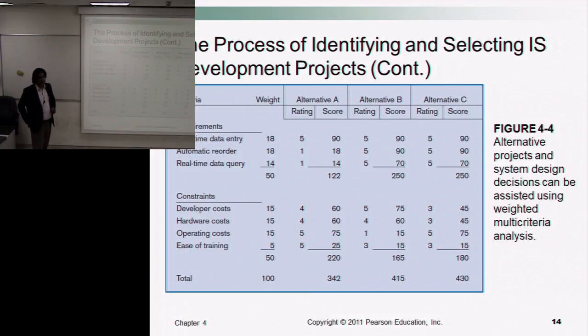Now if you look at this table, we have defined certain criteria. These are the requirements of the problem, and these are the constraints. Requirements are, let's say, real-time data entry, automatic reorder, real-time data query. Constraints are developer cost, hardware cost, operating cost, and ease of training. So to solve that problem, we have identified certain requirements and constraints.